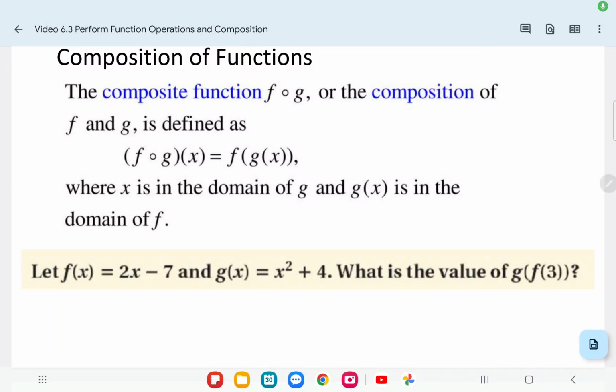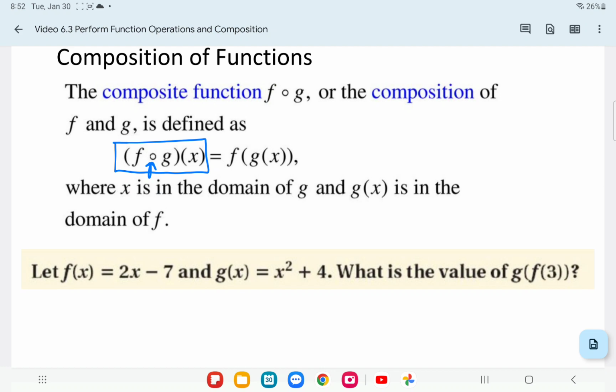Let's talk about composite functions. Composite functions, or when you put one function inside of another function, we write them by using this little open circle, which means "of." Another way of saying this is f of g of x. That's how we would say that in words.